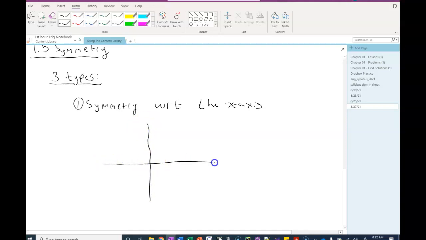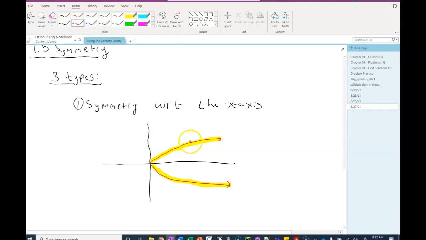So an example of a graph that has symmetry with respect to the x-axis would be something like this. And when we say symmetric with respect to the x-axis, what that means is if I take the part of the graph that's above the x-axis and I reflect it across the x-axis, it should lie exactly on the part of the graph that's below the x-axis, right? That it's like a mirror image of itself.